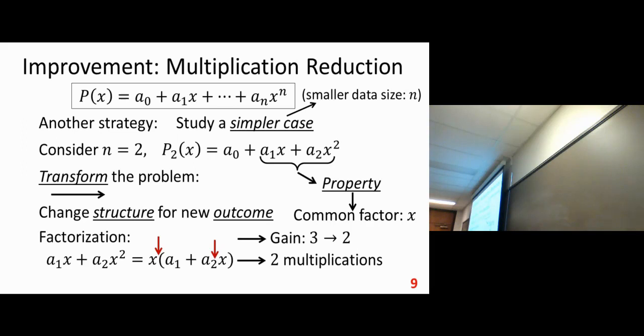From 3 to 2. But that's for the small example. How about for a big example? When you have a lot of terms, how many multiplications can you reduce? So think about that. Can you reach your customer's goal, let's say, 1/10 of the fraction of time? It's possible, right? So think about that.